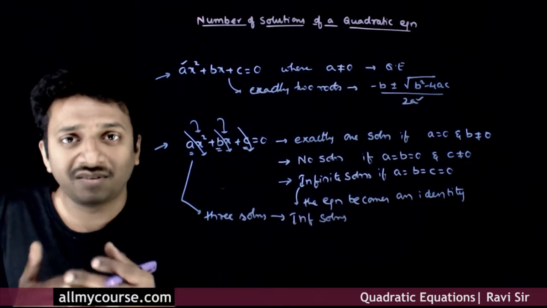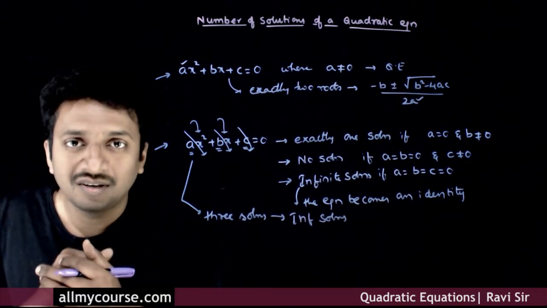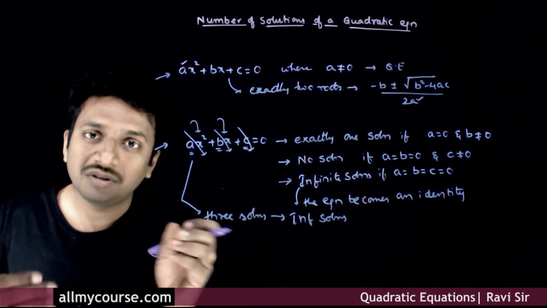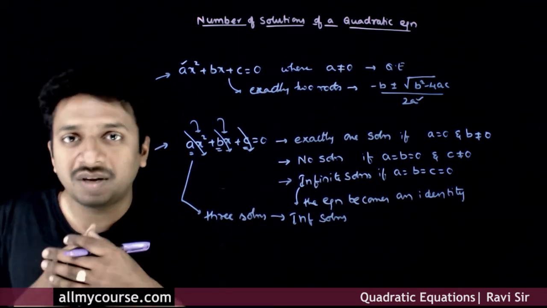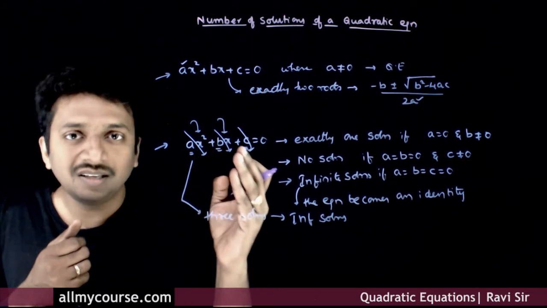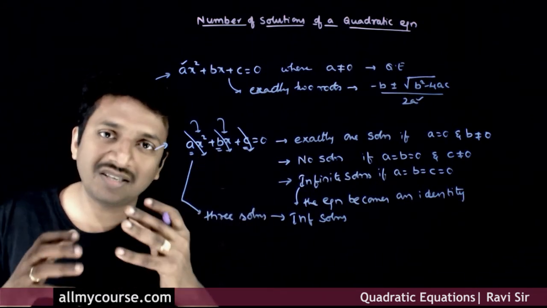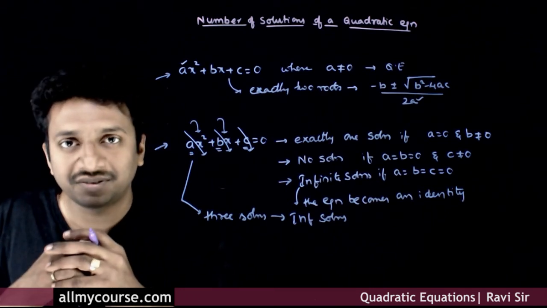So 3 solutions will always be there if there are infinite solutions. So if you're given that an equation of this form has more than 2 solutions, that means it has to become an identity and all the coefficients have to be equal to zeros. This is a very standard question which will be asked from this.